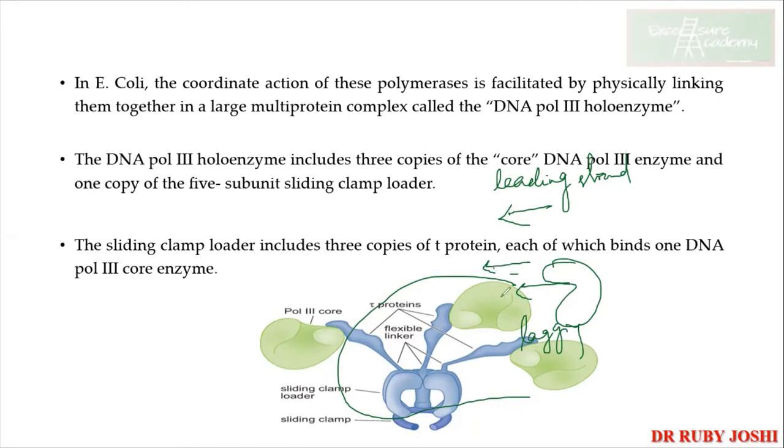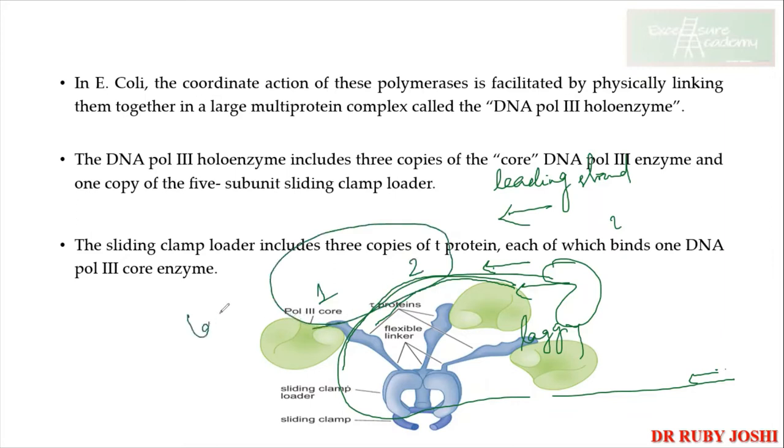Now what will happen? The moment it is synthesizing this portion, the front part has become free, right? A new primer has been set. So by the time this is synthesizing and free, this region will be taken in front and the second polymerase will bind to it. So one and two are always associated with the lagging strand, and one is fixed for the leading strand.